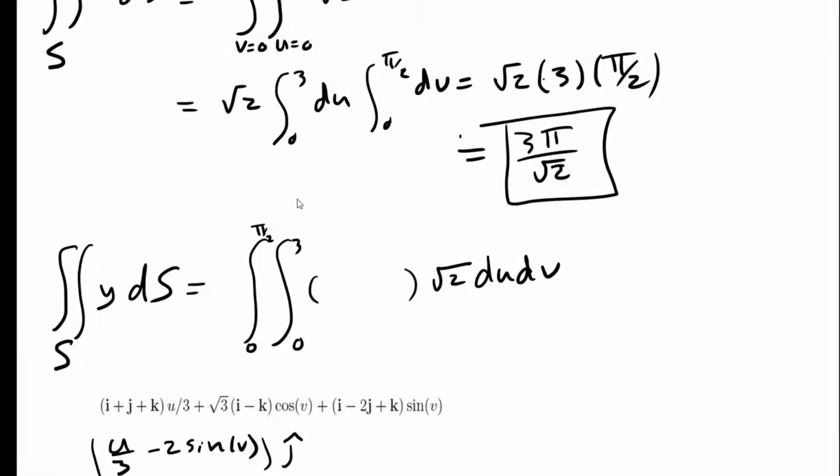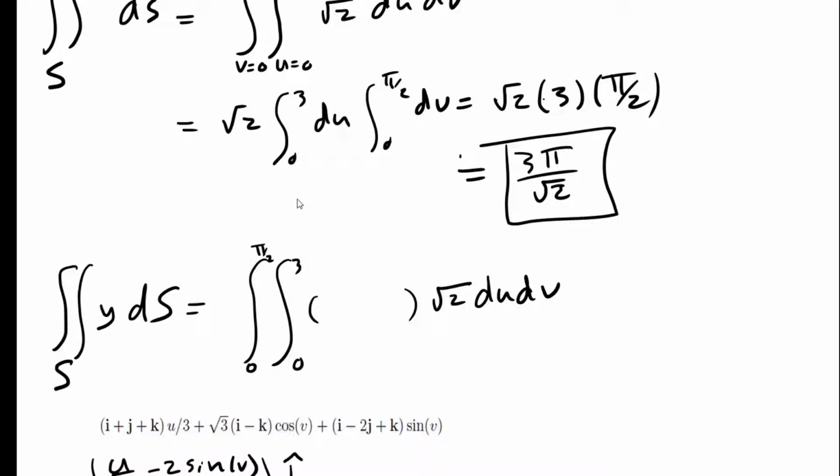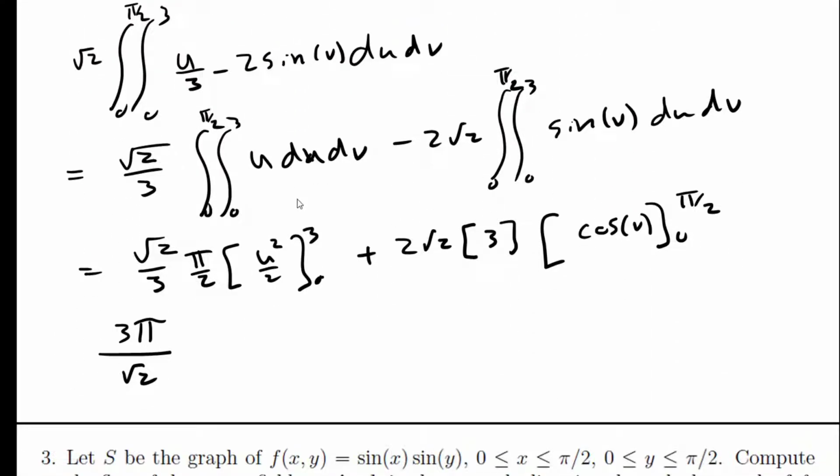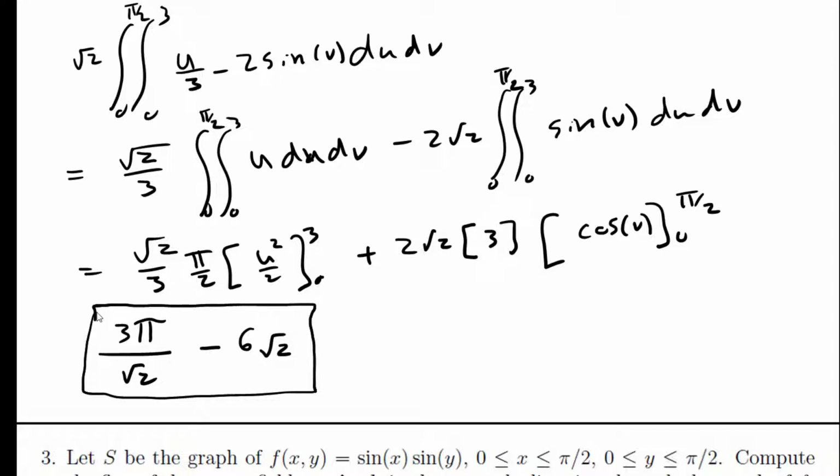All right, we have 9 over 3 over root 2. Isn't that what I had? Oh, yeah, okay. And then here we have plus 6 root 2 cosine of pi over 2 is 0. That's going to be minus 1. That's a 6 right there. So that one's a bit long, but there we go.